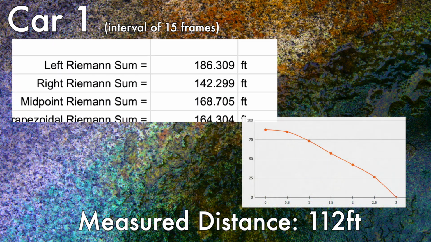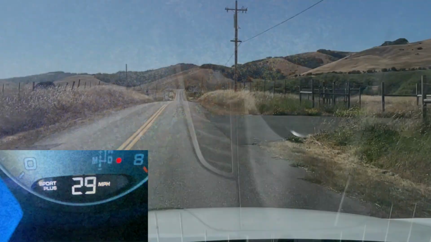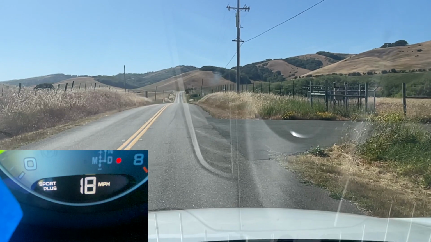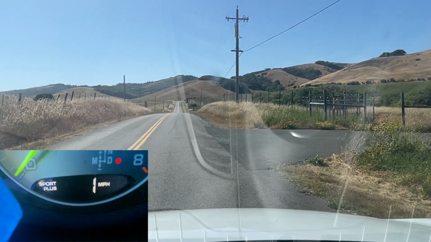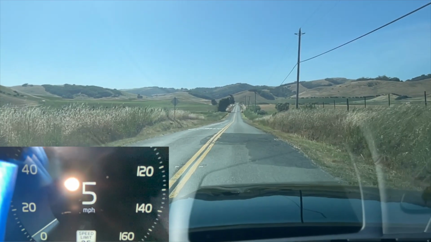Looking at the results, we see that each method was many feet higher than the measured distance, which makes sense because we didn't account for the time it takes to press the brake pedal and, much more importantly, how delayed the speedometer is. Even after I could see the car come to a complete stop, the miles per hour still read 7, and the speedometer only updates every quarter second, losing some valuable data from right when I first slammed on the brakes. Now let's look at car 2.